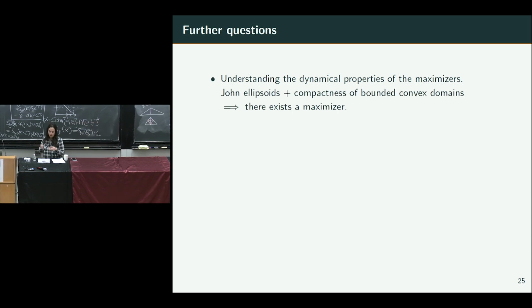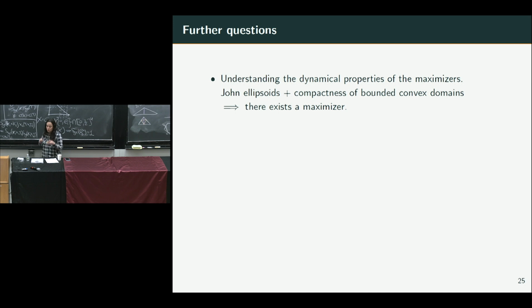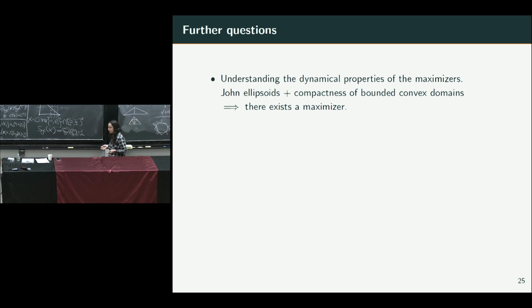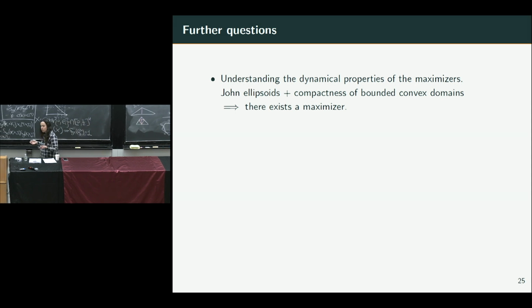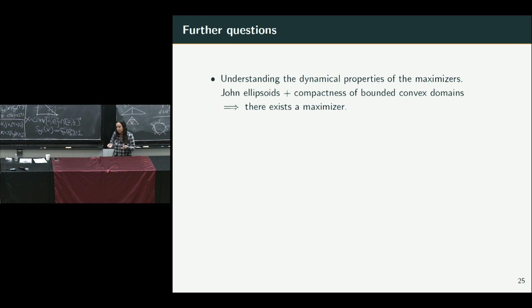And let me remark that using these John ellipsoids and the compactness that convex domains have, if they are inside some bounded set, then we know that this maximizer is attained. So the maximum of the systolic ratio over convex domains is attained. And so it's a very natural thing to ask how it looks from a dynamical point of view. So the Zoll characterization was very natural, but now it looks like it's maybe not true, so maybe we should find a new kind of possible characterization for that.